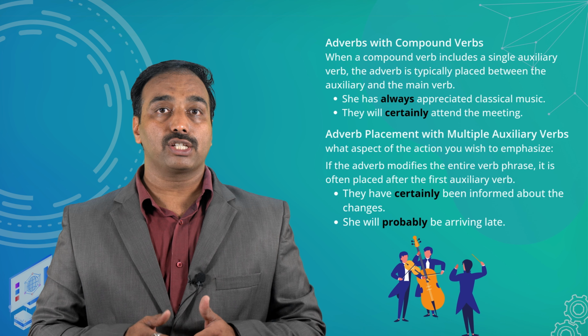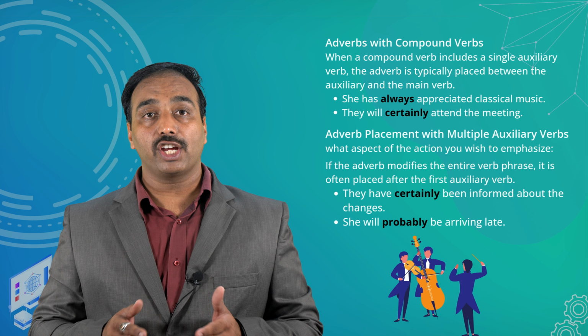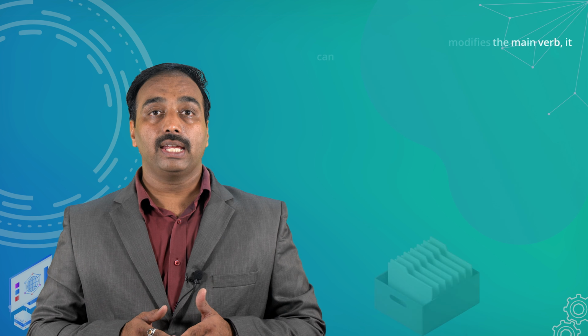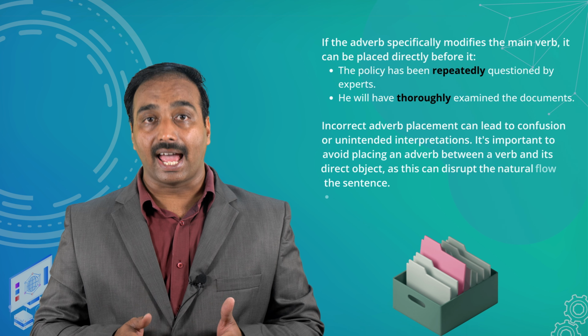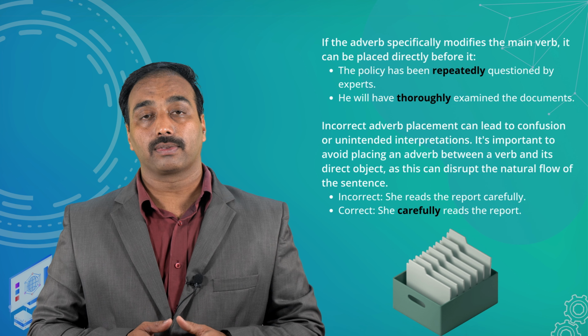After the first auxiliary verb, if the adverb modifies the entire verb phrase, it is often placed after the first auxiliary verb. For instance, they have certainly been informed about the changes. She will probably be arriving late. Here, the adverb influences the entire action, suggesting certainty or probability about the action.